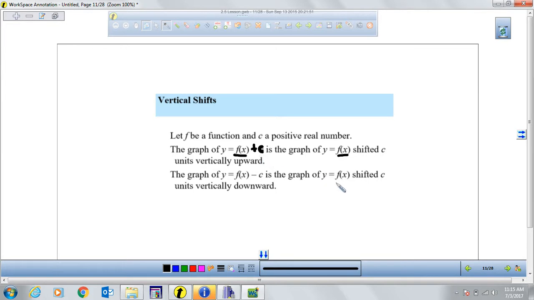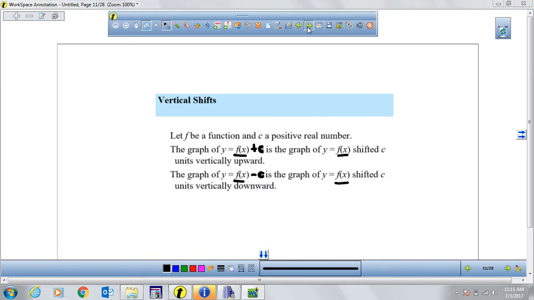Likewise, if I have a function that looks the same as another one, the only difference is that the other function has a minus c. That minus c is going to make the function go downward that many units. Okay? And remember what we talked about is that this value of plus c or minus c is going to be either added or subtracted to the y values. It affects the y values.